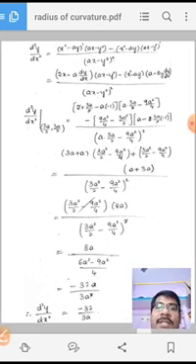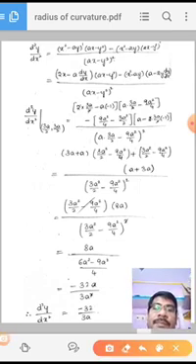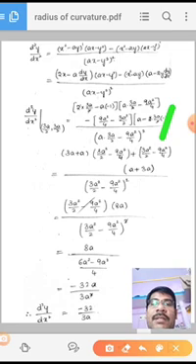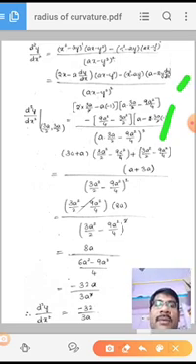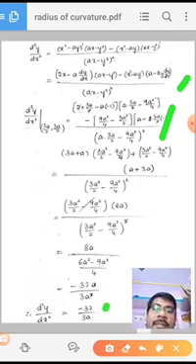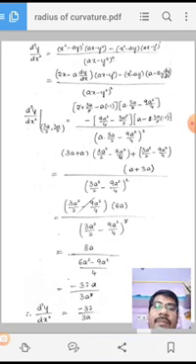Again we have to differentiate with respect to x. d²y/dx² is in the form of u/v, so we apply the u/v form, and we get this. Substitute (3a/2, 3a/2) at this point, and we get −32/3a.